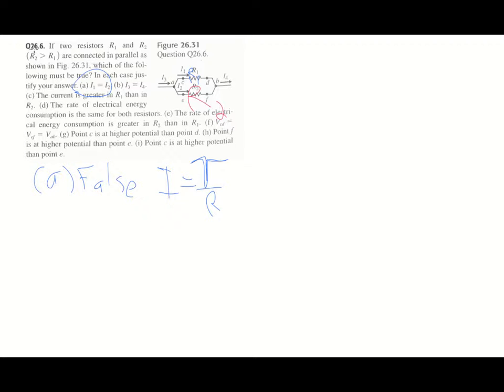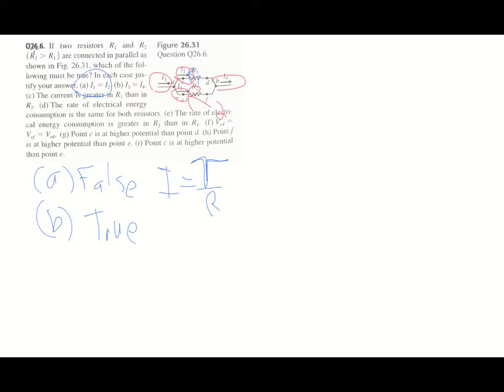The next one, B, says I3 is equal to I4. Well, that part has to be true. Although I1 is going to be more than I2, which we will show here. Although this one is going to be more than this one, added together, this has to be I1 plus I2. And this also has to be I1 plus I2, because any current that went through those resistors has to come out through those resistors. So I3 has to equal I4.